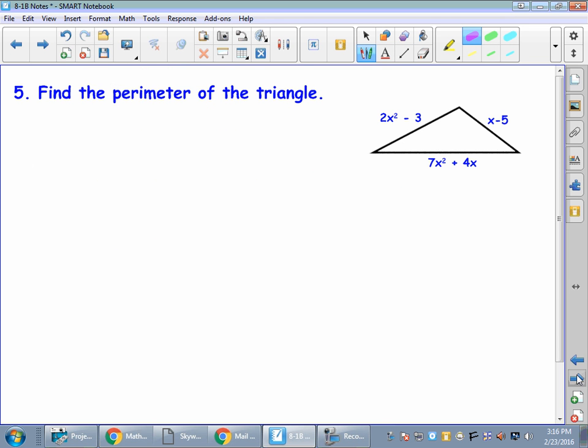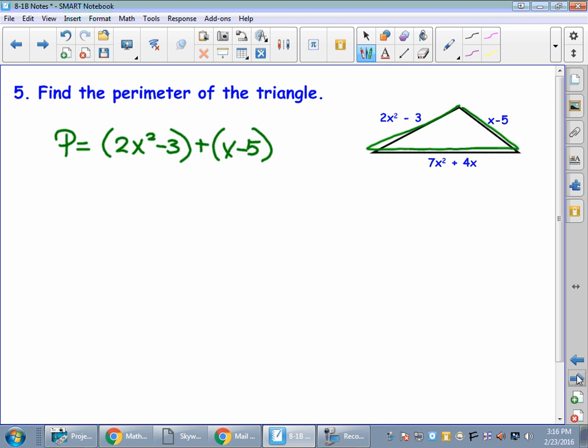One more problem. We're going to find the perimeter of the triangle. So to find the perimeter of a triangle is talking about the outer boundary of the triangle. So perimeter is going to equal all the sides added together. So a 2x squared minus 3 plus an x minus 5 plus a 7x squared plus 4x. Now, a lot of times in the book, they'll already have parentheses around them. I kind of put the parentheses around them on accident because we really just need to take them back off, right? So if I were to use one of these two methods, because there's more than a number that we're adding or subtracting, I would just do the horizontal method here.